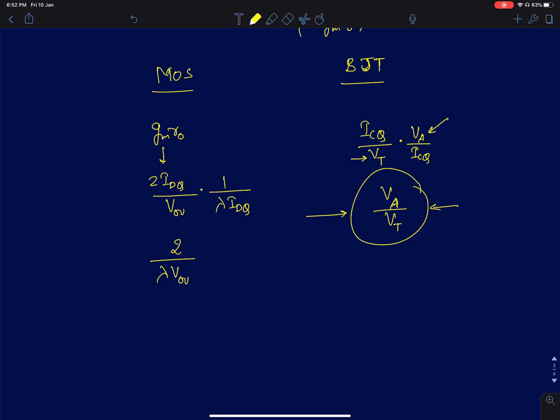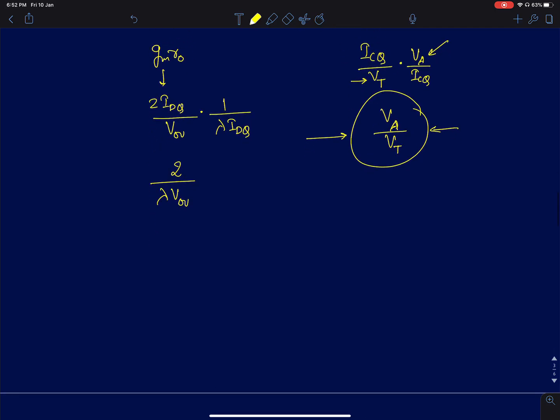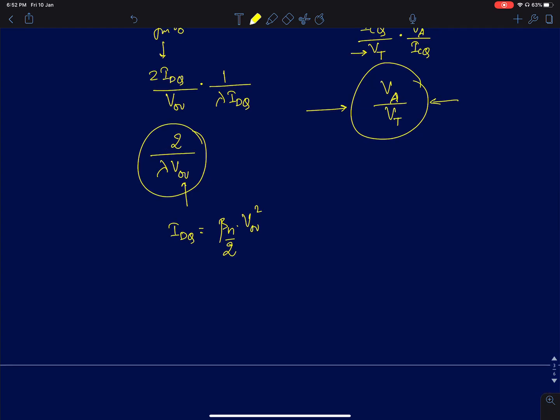But when you unload it, when you don't load it with any load resistance, this is what you would get. Similarly, in the MOSFET, it's actually 2 by lambda VO drive. So here again, if you consider the drain current, your drain current is actually beta n into VO drive square. If you remember the lecture, I discussed what is beta n in the previous lectures. So your VO drive is actually square root of 2 IDQ by beta n.